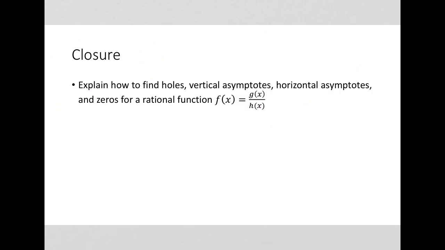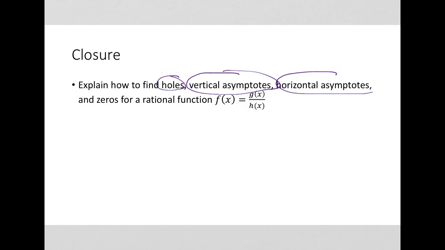So let's just think about this closure question real quick. How do you find holes, vertical asymptotes, and horizontal asymptotes? Well, it all comes down to factoring. Factor the numerator, factor your denominator. If you have any identical terms in the numerator and the denominator, you will have a hole. For each additional term in your denominator, you will have a vertical asymptote at each of those solutions, so whenever your denominator is equal to 0.